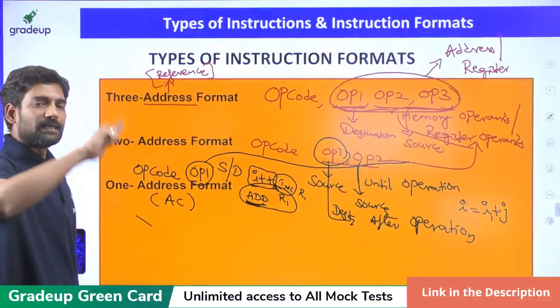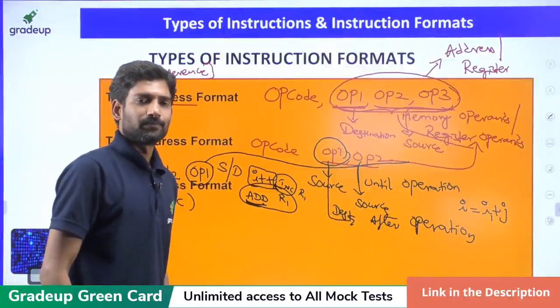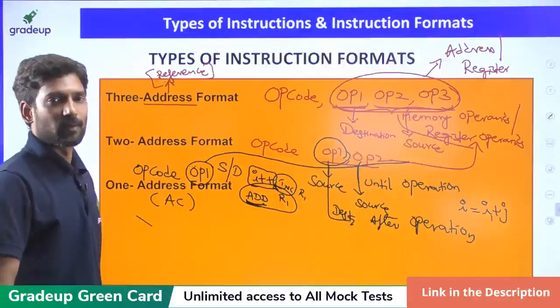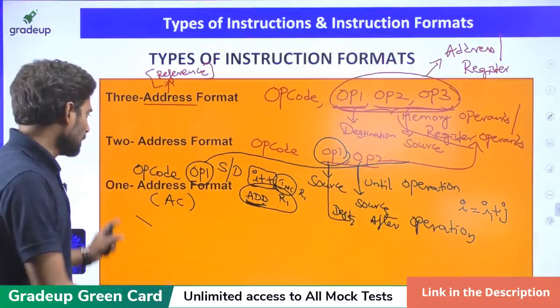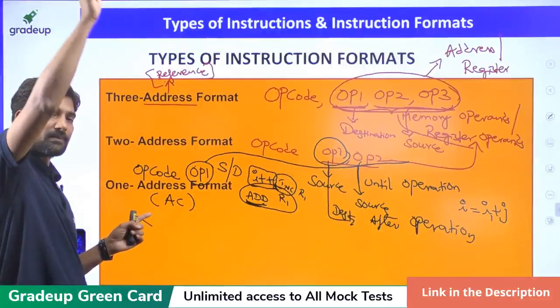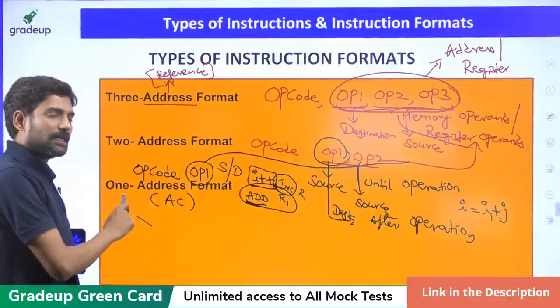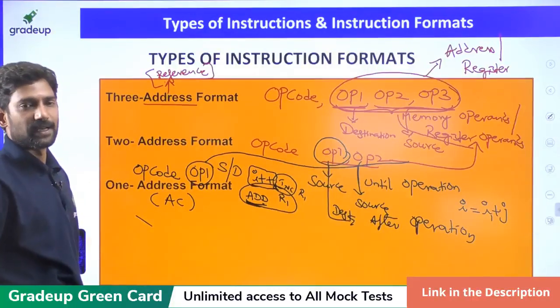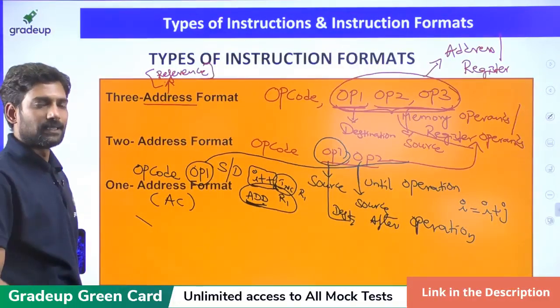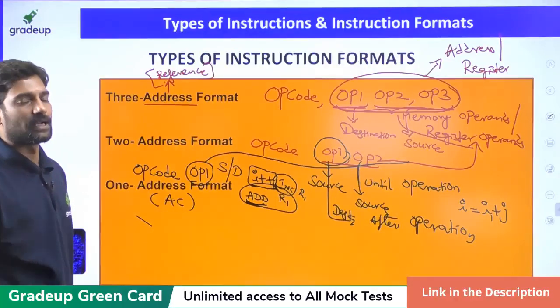Its connection you will get in operating systems at the race condition problem also. At the race condition problem, I will connect this one address format and the accumulator there. So for a while you can just understand, accumulator will be the default register for one address formats.